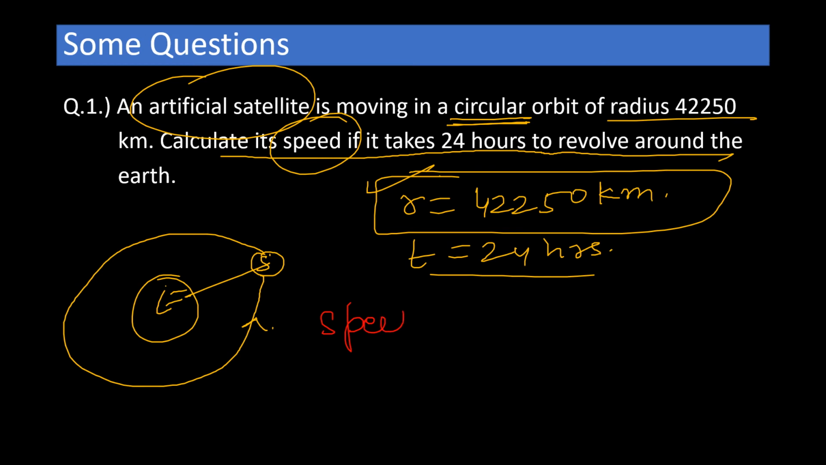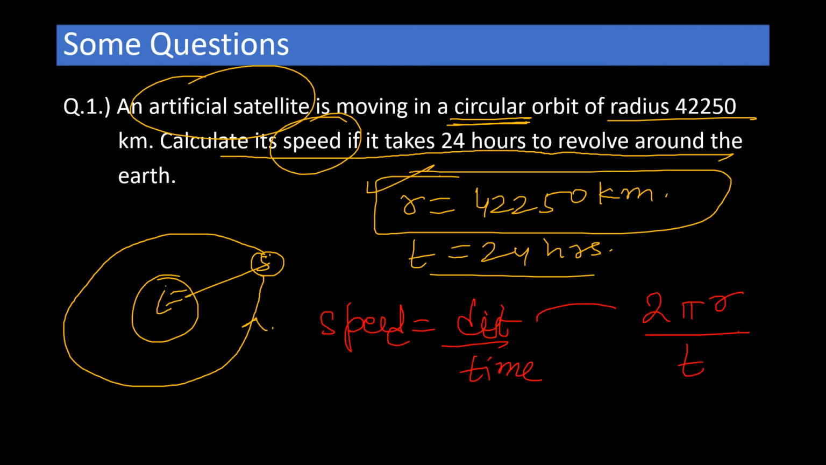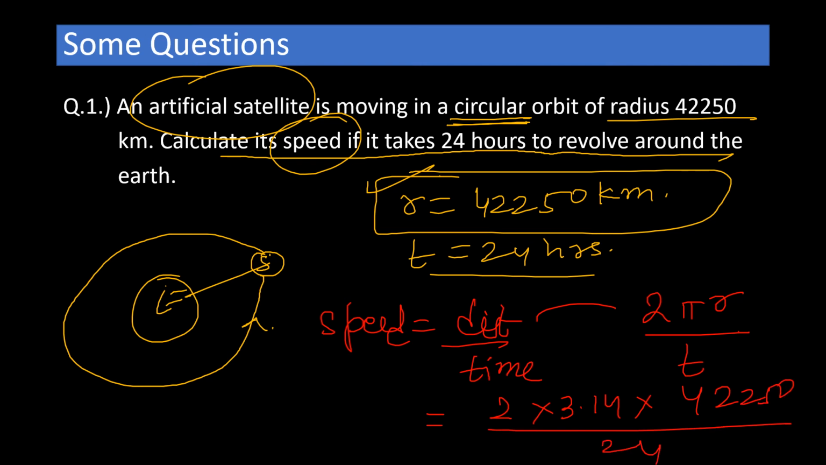So guys, here we need to find out the speed. Let's write down the formula for speed, that is distance over time. And what is the distance, guys? It is 2 pi r, that is the circumference of this circular path, over time, t. So what is 2 pi r, guys? 2 into 3.14 into radius, that is 42250, and we'll divide it by 24, and that should give us 11055, and the unit will be kilometers per hour, right?